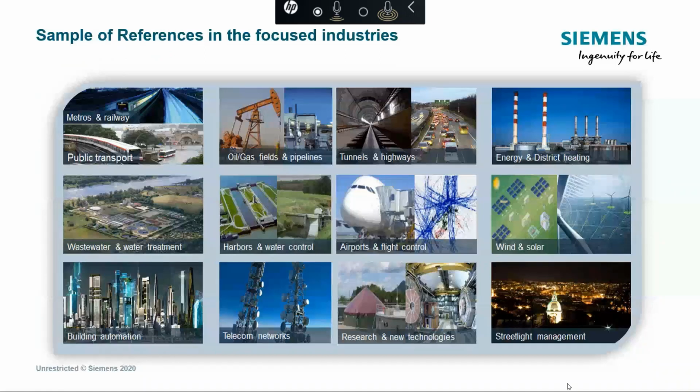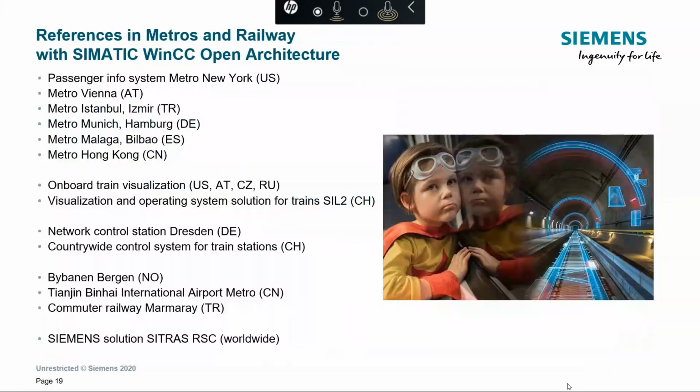So now let's have a look at some of the reference projects in WinCC OA in different industries. Let's start with the metro and railway. We see here maybe one of the biggest applications developed with WinCC Open Architecture. It's the passenger information system with more than 10 million data points in New York. There are metro applications in Vienna, Istanbul, Izmir, Munich, several locations in the world.